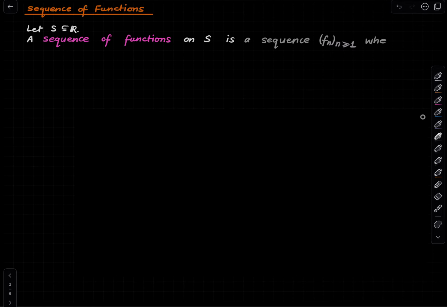where each Fn is a function from S to the reals. So, well, when I say sequence of functions, it could have been valued in any set. But here, perhaps I should have said sequence of real valued functions. But since we'll only be focusing on real valued functions, we do not need to qualify this. So when I say sequence of functions, unless otherwise mentioned, we will assume that all our functions are real valued. This is a course in real analysis after all.